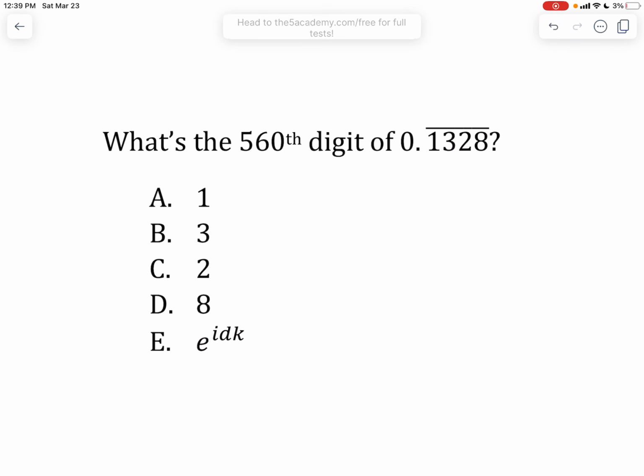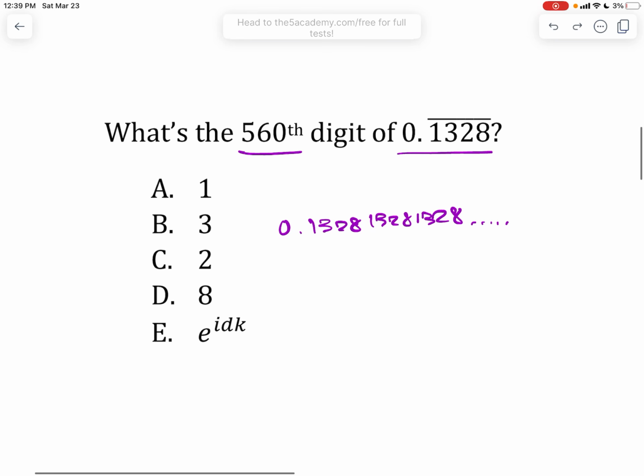All right. This is the 560th digit of this never-ending decimal. Okay, so if I write this out, obviously it repeats forever, right? It keeps going. It's impossible to write this out to the 560th digit. It's going to take way too long. But what you do notice here, the way I've written it out, is that every fourth digit, you get 8.